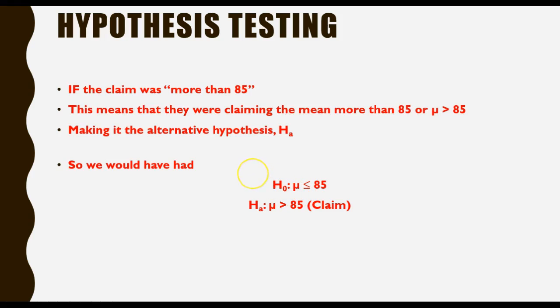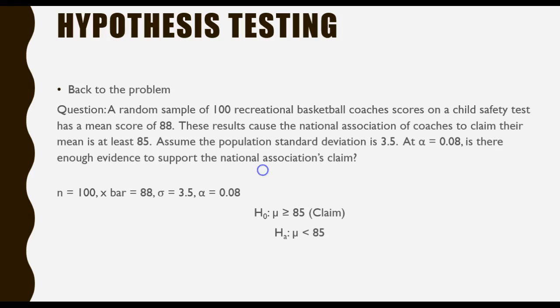Now, I'm going to stop right here and note if they had said more than 85, not at least 85, but more than 85, that would make the claim an alternative hypothesis, and then the null would have been less than or equal to 85. Just as a note, let's go back to the problem now.